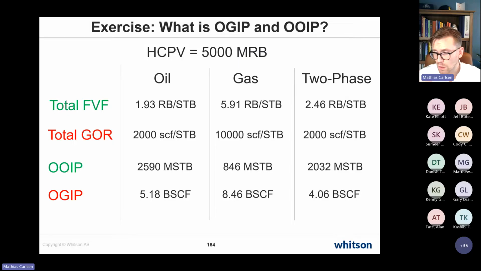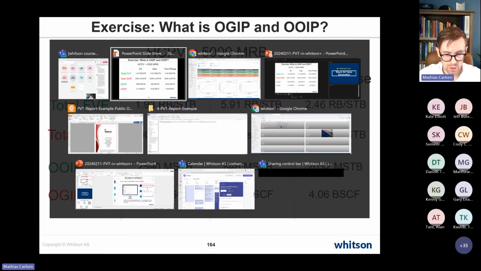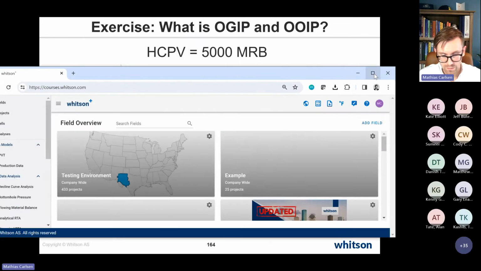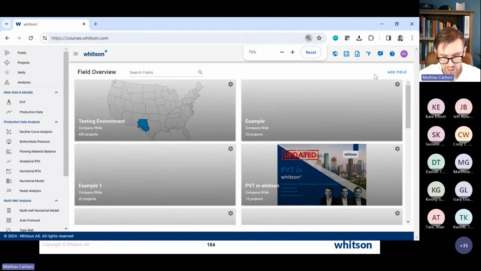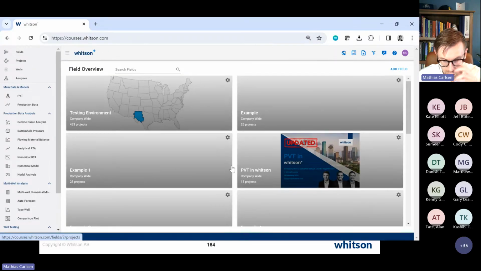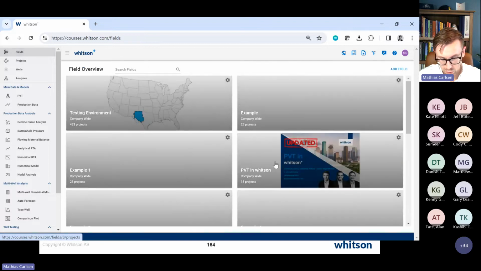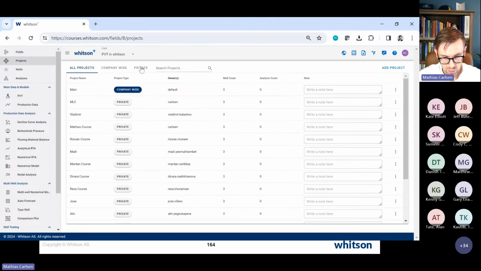So the equation of state model that we're using in the courses today. So that's what we're going to do now. We're going to go into this domain right here, hopefully where everybody is at. And all of us, we're going to go into the PVT field right here, and we're going to create our own little project. There's a field here at the top called PVT in Whitson Plus. That's what we're going to click, and then we're going to go ahead and add a project.